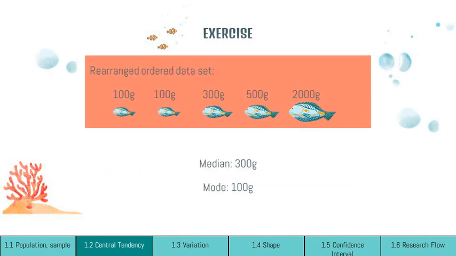To find the median and mode, you first have to rank your data from the smallest value to the largest value. Then you'll get the ordered data set as follows. So if you find the median, the middle number would be 300, and mode, the most frequent number, would be 100.